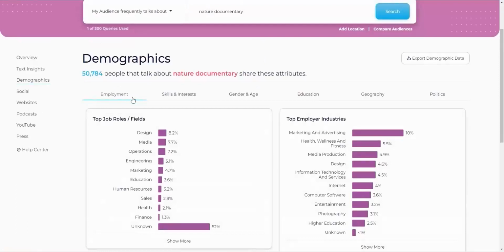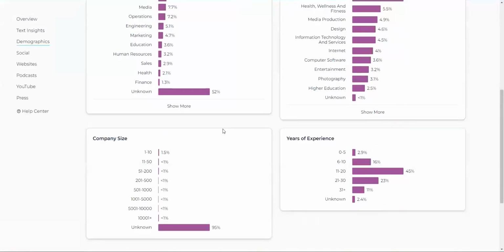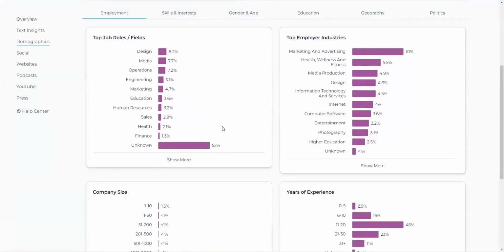Under demographics, you will see the employment, the skills and interest, the gender and age, education, geographic location, and political affiliation. When it comes to employment, depending on the industries and the search terms, these might not be very reliable or might be very diverse.